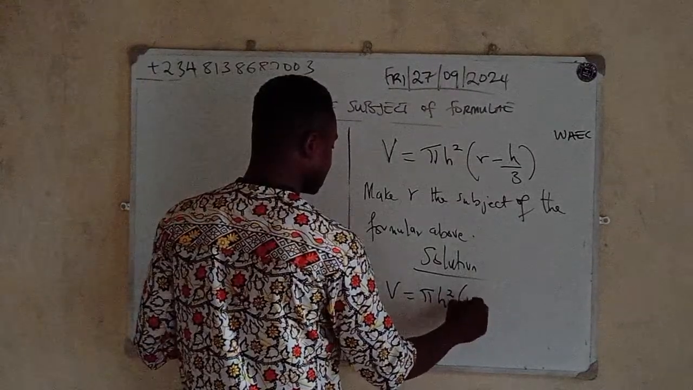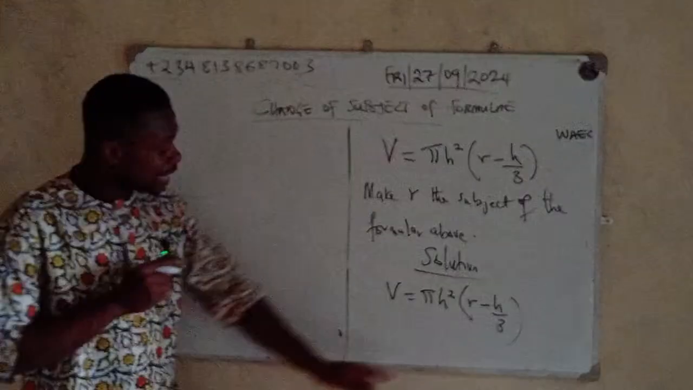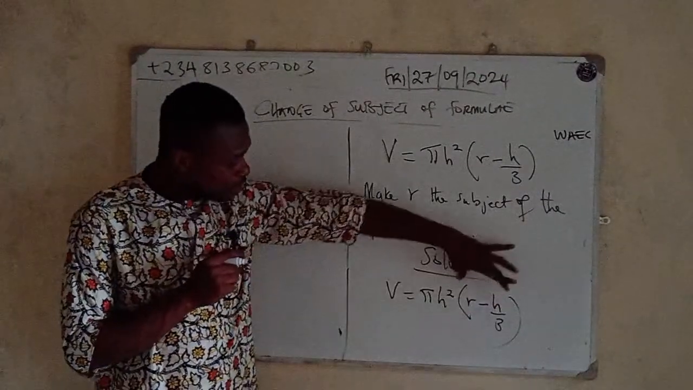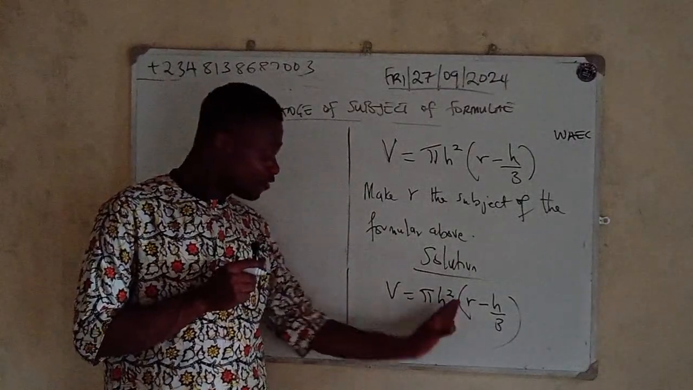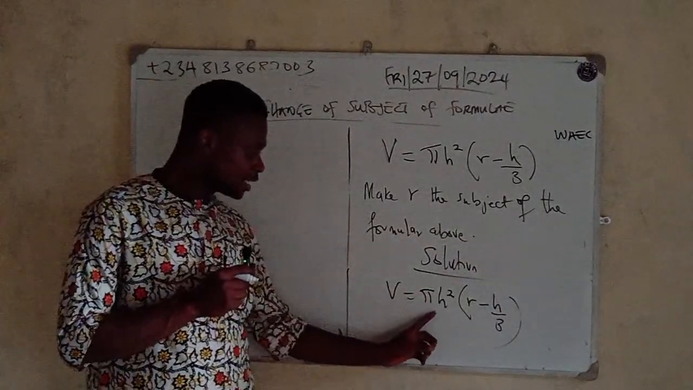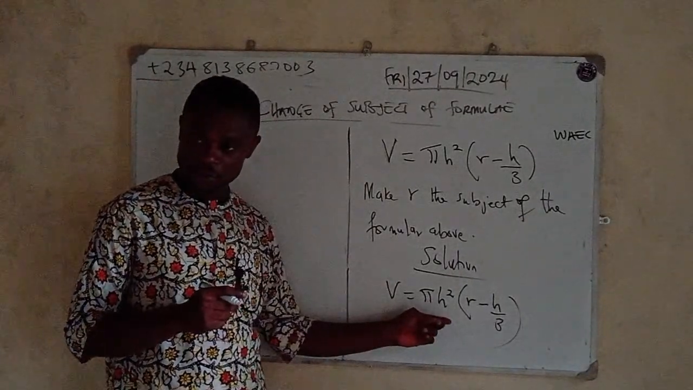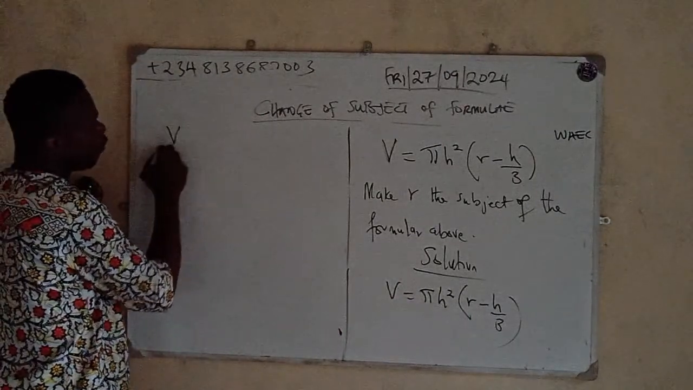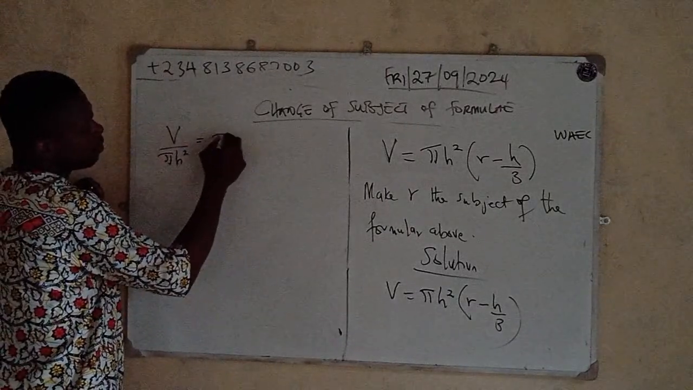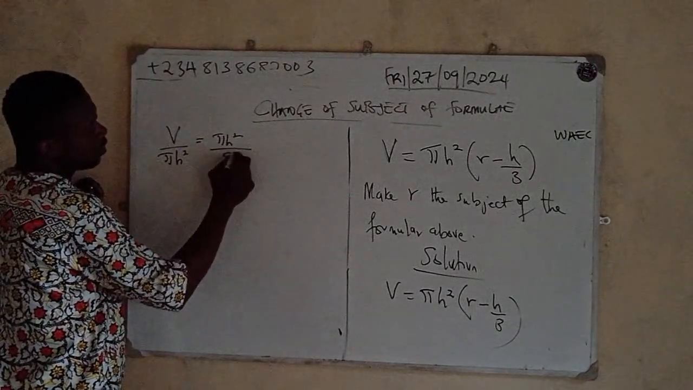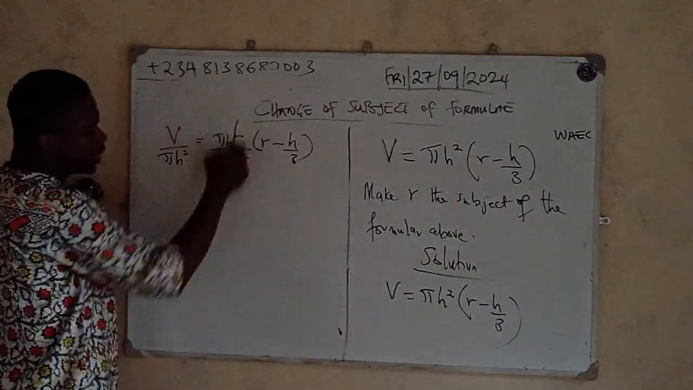V equals pi h squared, r minus h over 3. Our target is to make r the subject of the formula. Remember, r is within these brackets. So let's use what is here. Let's clear this first, so we can free this bracket, okay? To clear what is here, we divide both sides by this. So it becomes V over what? Pi h squared is equal to what? Pi h squared over what? Pi h squared. Remember that there's r minus h over 3 here. This we cancel.